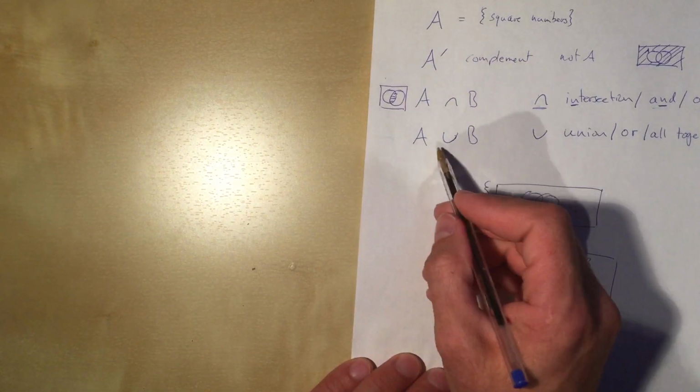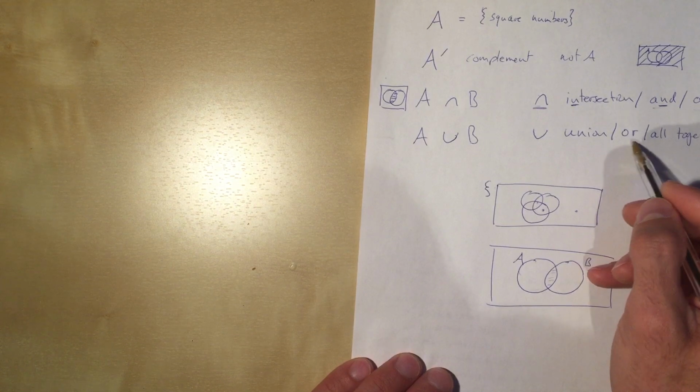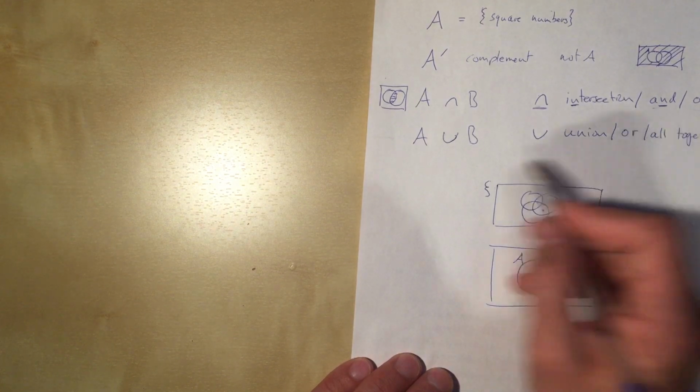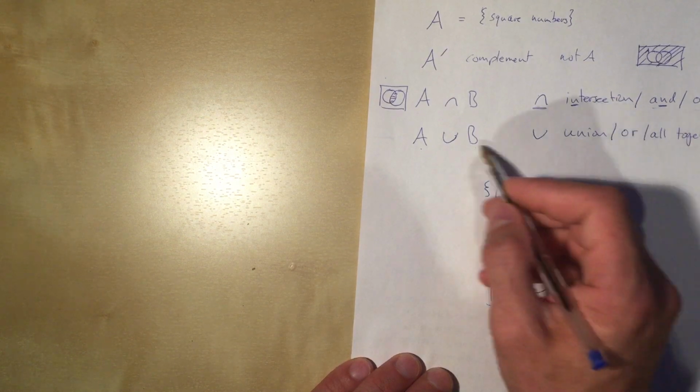It's in the overlap. This symbol here is pronounced union, and we say or, and that means set A and B all together, okay?